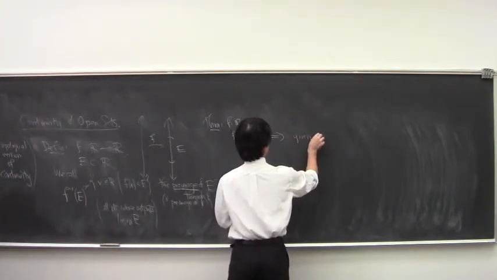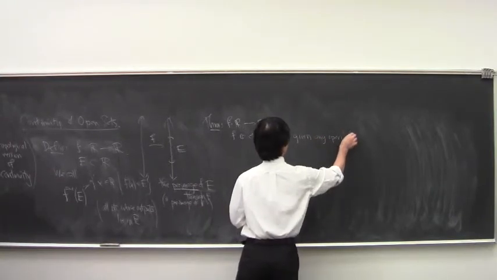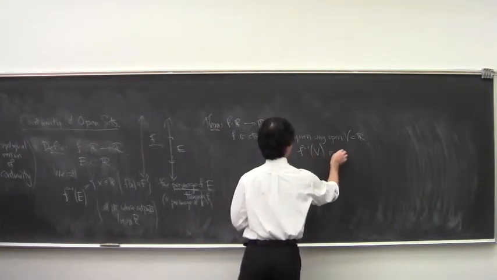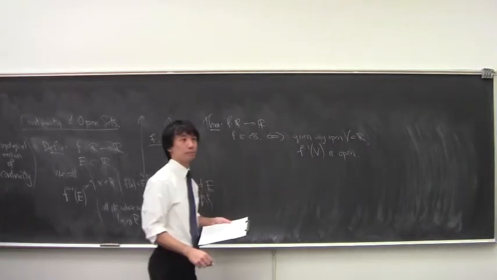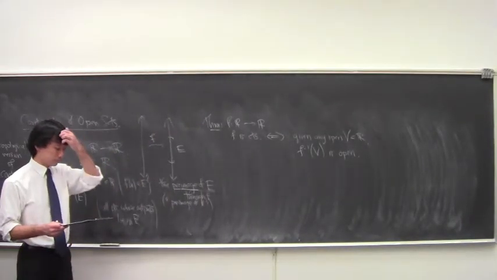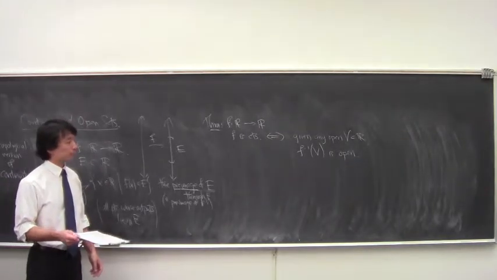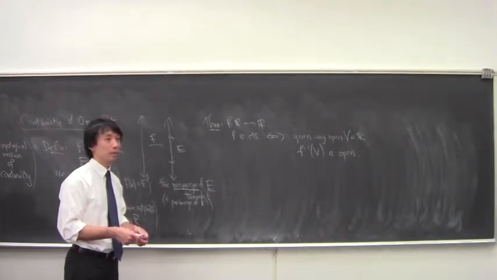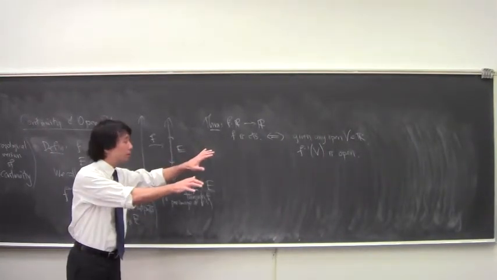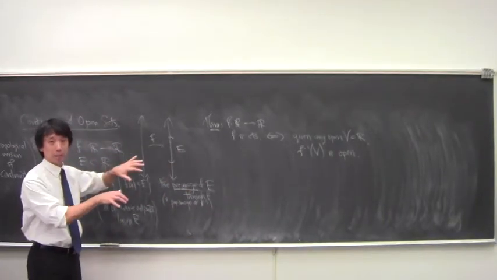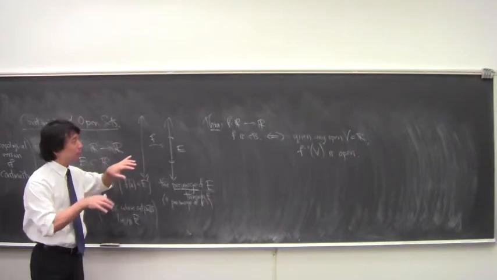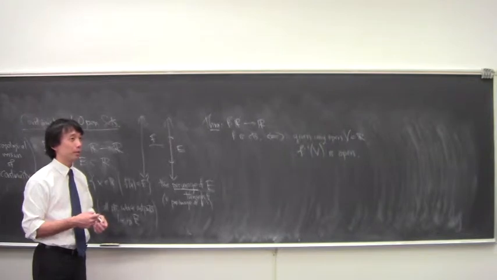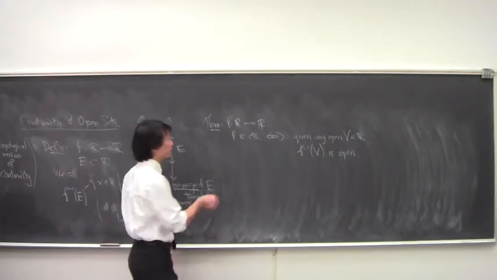given any open V in R, F inverse of V is also open. In other words, whenever you have an open set over there, when you pull it back through the function, the preimage is still open. If that happens, then your function is continuous. This is in fact a perfect description of continuity. Is it continuous on the whole interval? Continuous on the whole set. And so on.